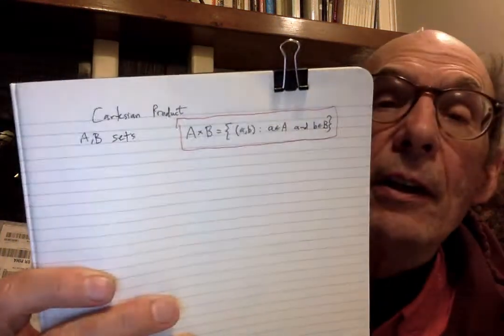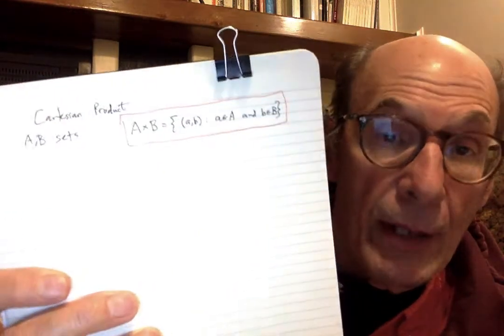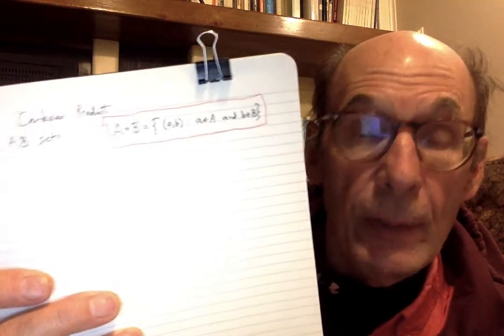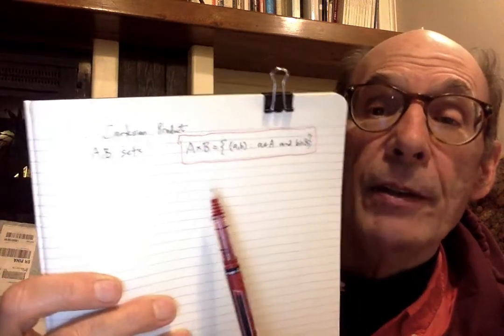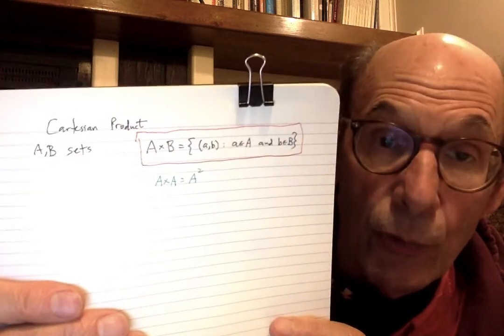So everything in here is an ordered pair, and the order matters here. A and B themselves may not have order, but these pairs have an order. The first one comes from A, the second one comes from B. In many cases, A and B are the same set, but not always. If A and B are the same set, and we want to talk about A cross A, people use a superscript 2 and call that A2, not A squared, A2.